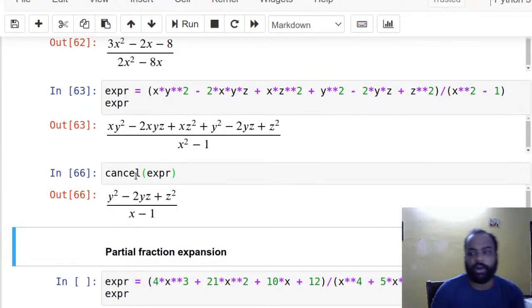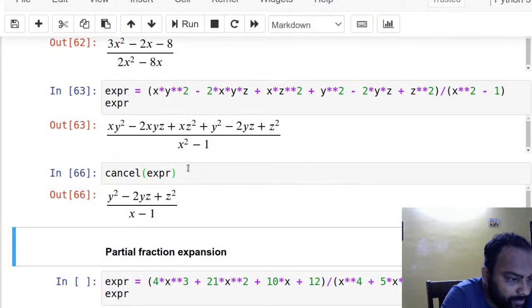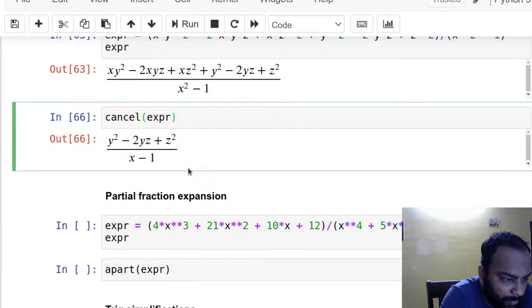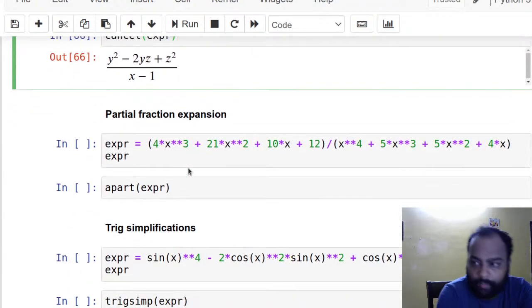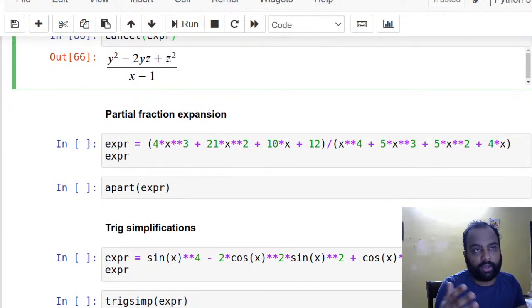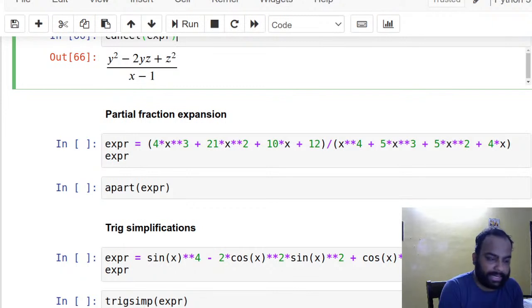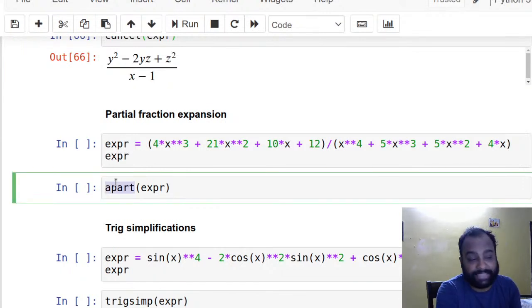If simplify cannot figure out how to cancel things, or if you are looking for cancelling things, then using cancel is a better option, right? Now, just the opposite. Here we are just simplifying, cancelling terms, combining terms. The opposite of that would be expanding things, pulling things apart. So this function apart does partial fraction expansion.